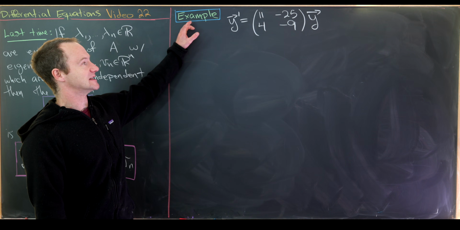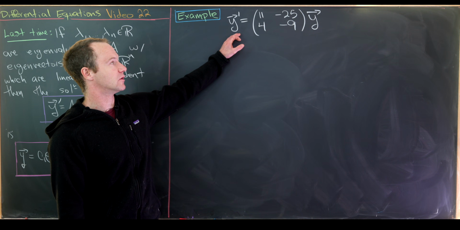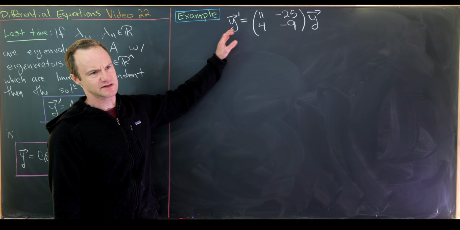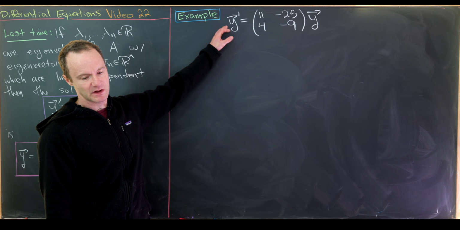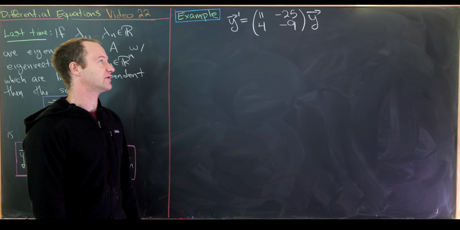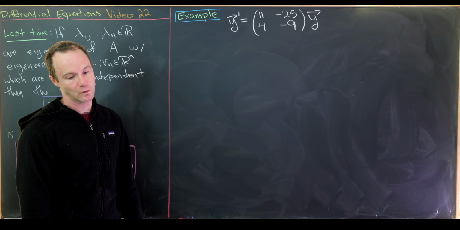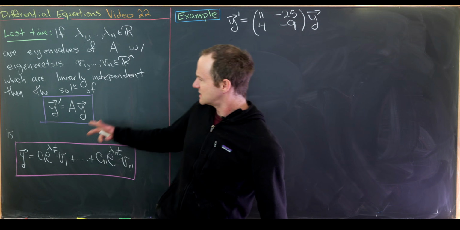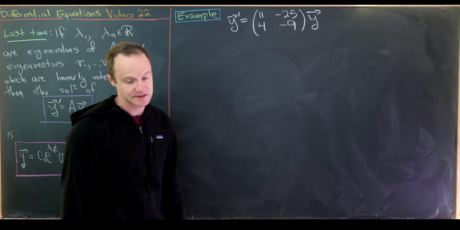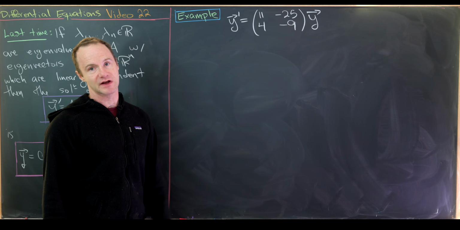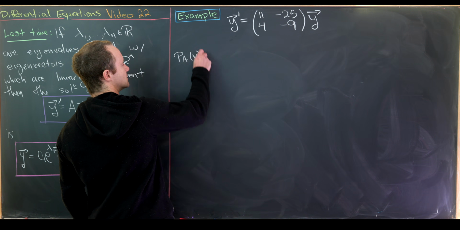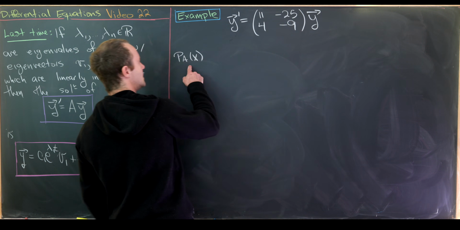Okay, so as a leading example, let's consider the following differential equation, or really system of differential equations if you think about this out into components. We have the vector function y prime equals the matrix with rows 11, negative 25 and 4, negative 9, times the vector function y. So we'd like to start by hoping that this works, but as we'll see, it will not. So let's find our eigenvectors and our eigenvalues. We'll need the characteristic polynomial. Let's just call this matrix A.